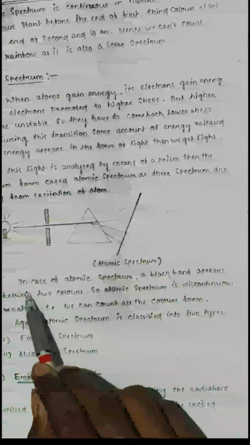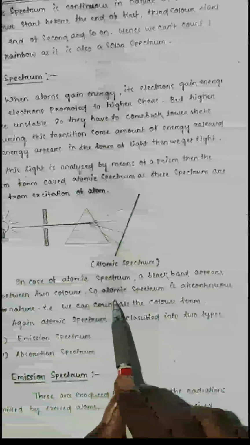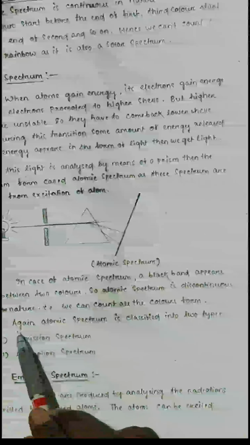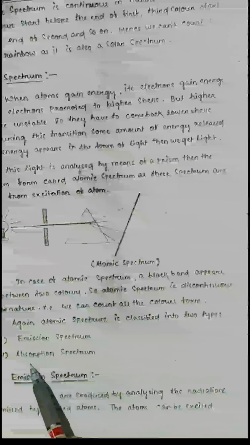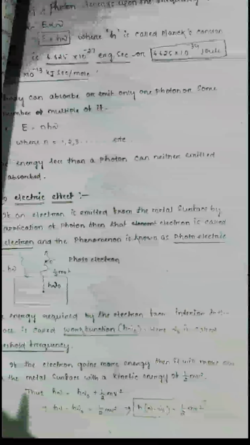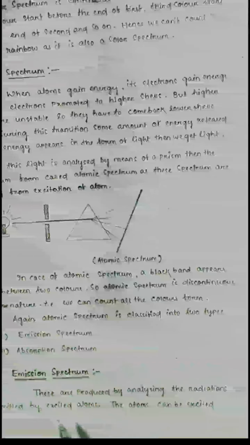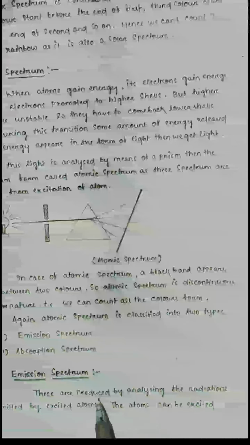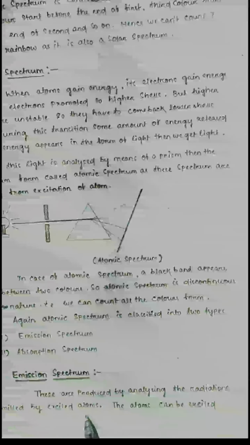In the case of atomic spectrum, a black band appears in between two colors. So atomic spectrum is discontinuous in nature, such that we can count all the colors formed. Again, atomic spectrum is classified into two types: emission spectrum and absorption spectrum. So let's start with emission spectrum. These are produced by analyzing the radiation emitted by excited atoms.